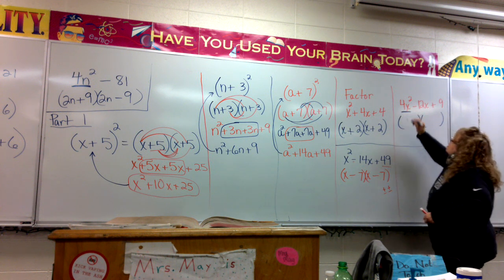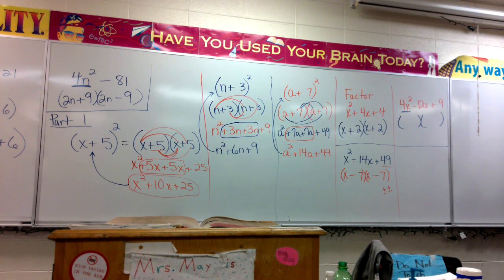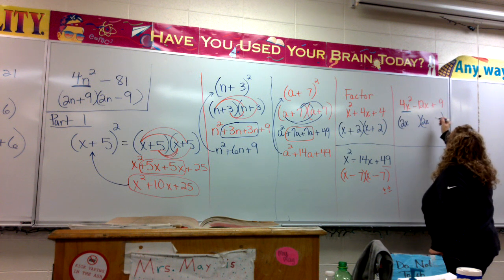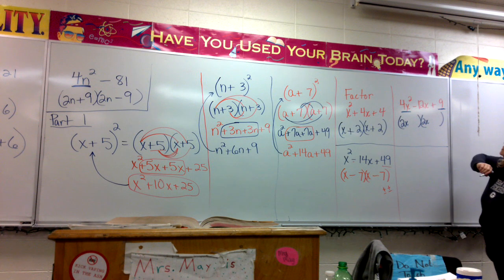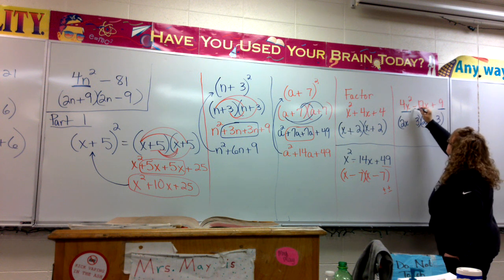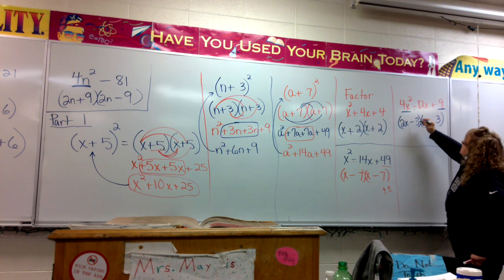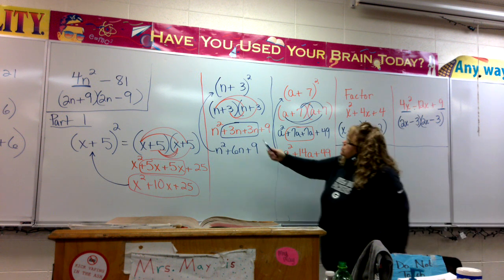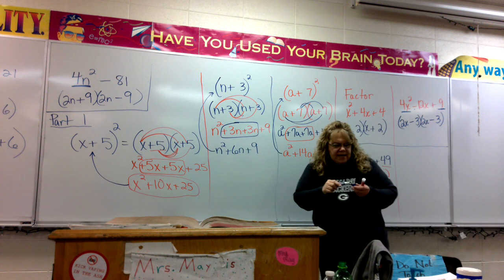How do I get 4x squared? 2 and 2? 2x, 2x? What times what is 9? 3 and 3. And how will I get this with a negative here? Negative, negative. Now, is that going to work out? If you want to check any of these, remember, what can you do to check? You can multiply it out, like we did down here.